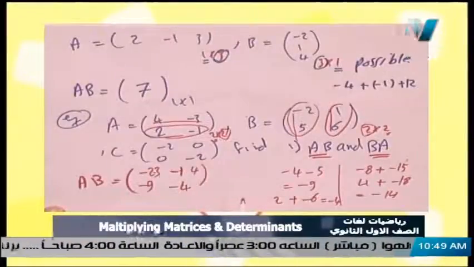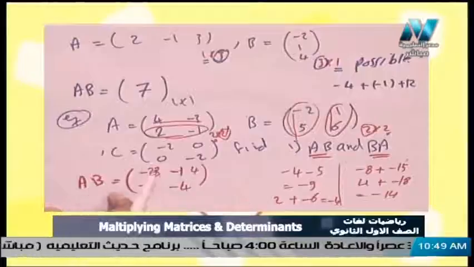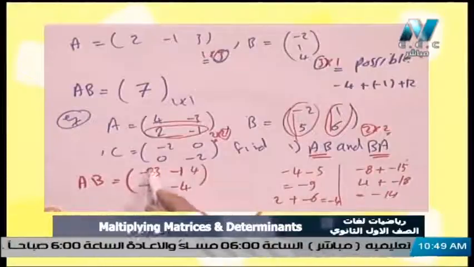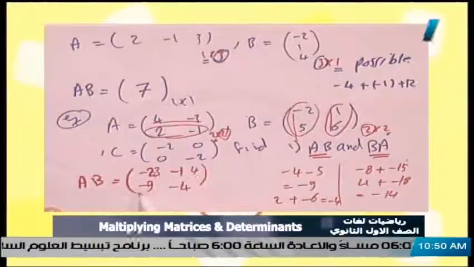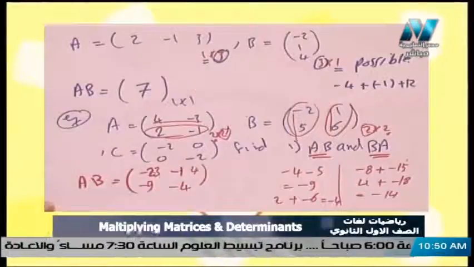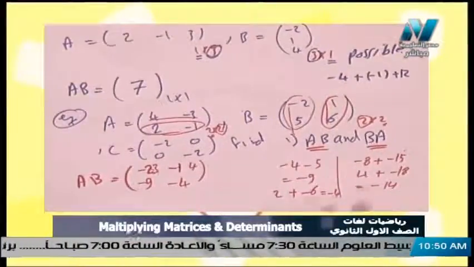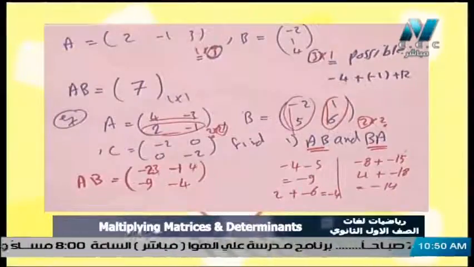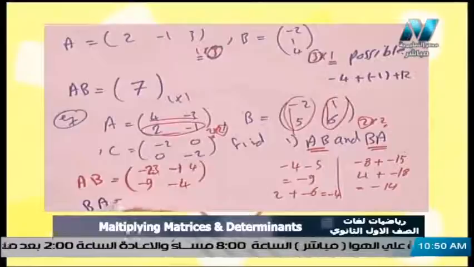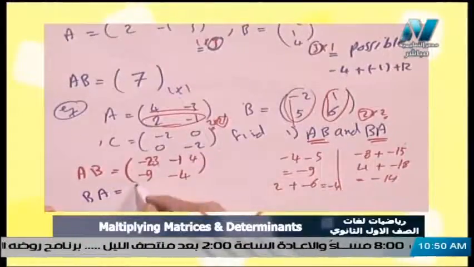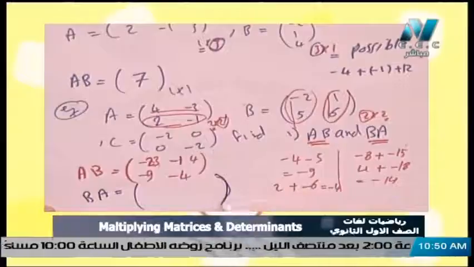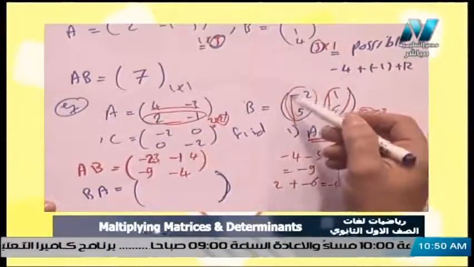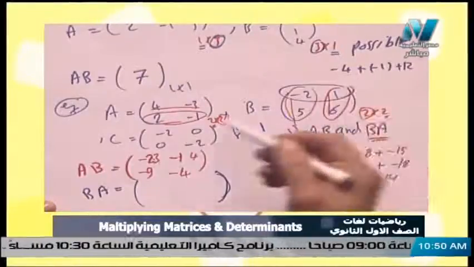And the question is, does AB equal BA? We have AB here: negative 23, negative 14, negative 9, and negative 4. If we try to multiply BA, BA means we will multiply the first row here by the first column here.